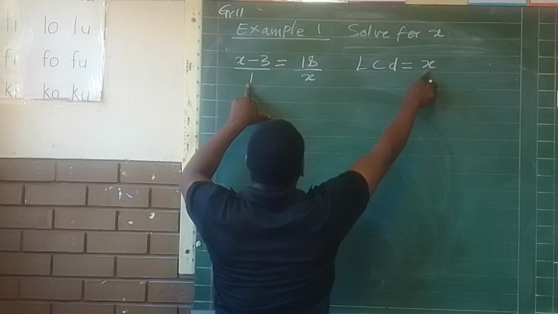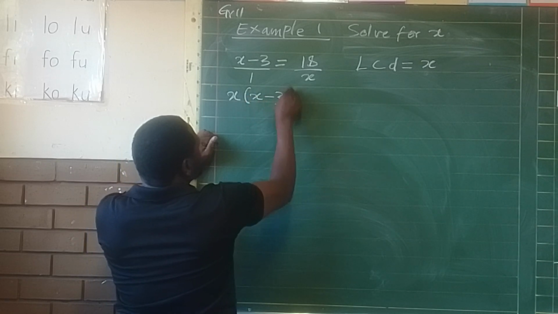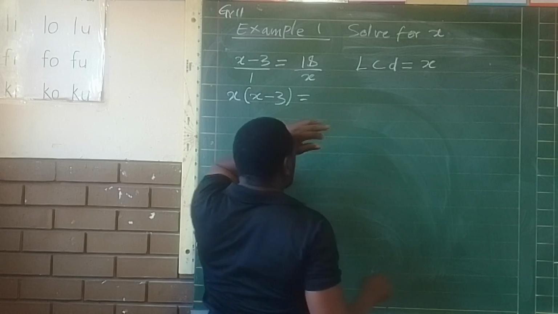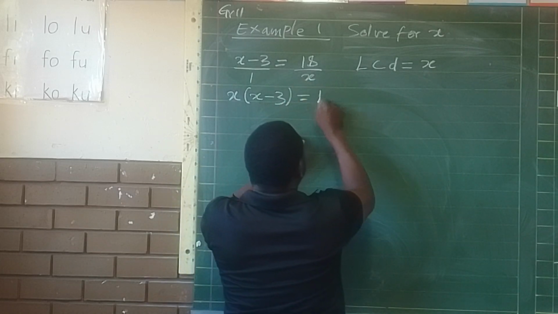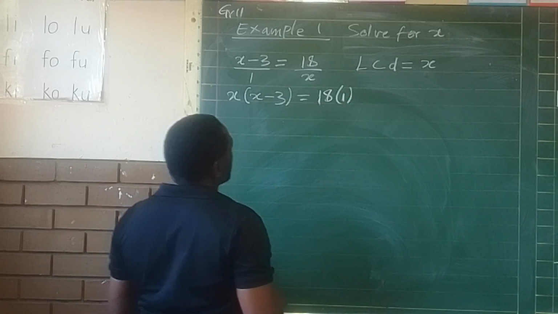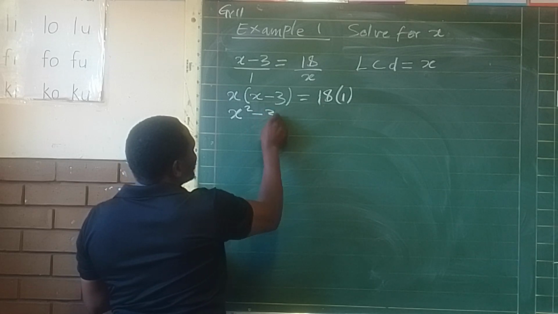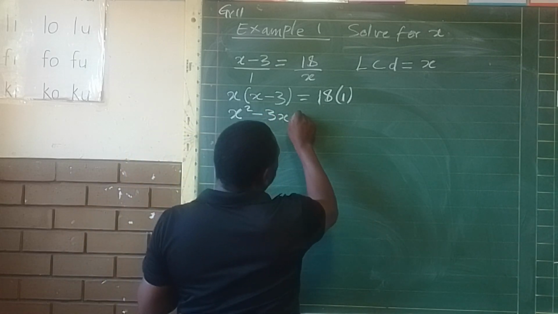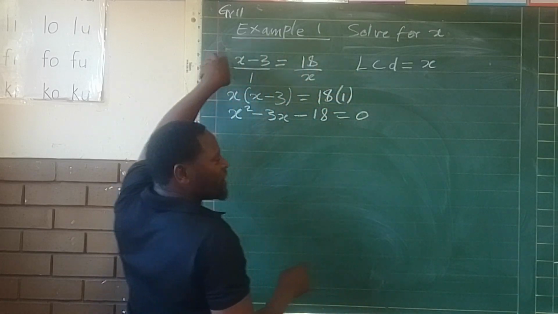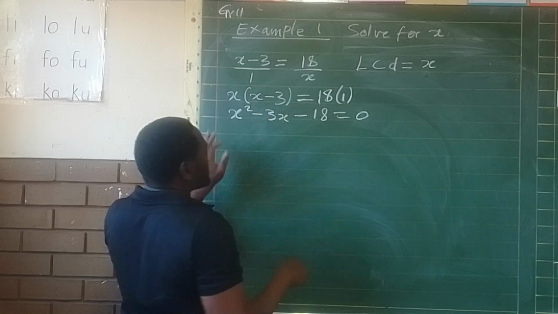1 goes how many times into x? Goes x times. X times x minus 3 is x minus 3 times x. X goes how many times into x? Goes once. 1 times 18 is 18. Then you have x squared minus 3x minus 18 is equals to 0. I simply transposed 18 from right hand side to left hand side.